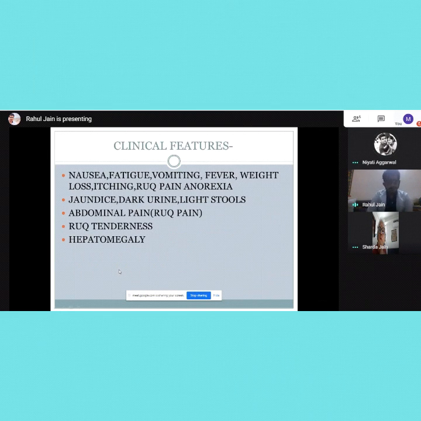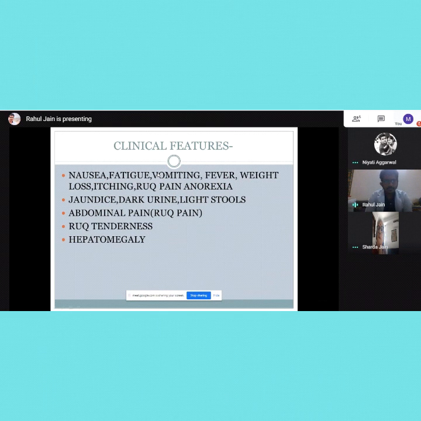So clinical features. These are the clinical features which are common to the majority of liver diseases, and for each clinical feature there is a reason. So when we say nausea and fatigue and vomiting, the reason behind nausea and vomiting associated with liver disease is that whenever the liver gets affected, the toxins in our body don't get metabolized well. Those toxins will reach the brain and stimulate the vomiting center and will cause the sensation of nausea and vomiting.